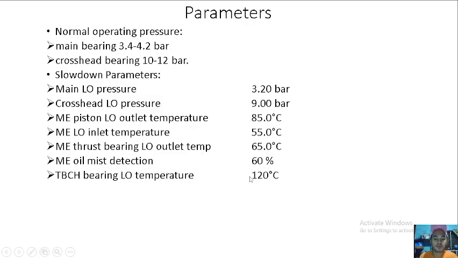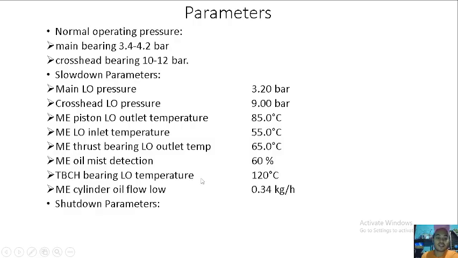Turbocharger bearing lube oil temperature, if it reaches 120 degrees Celsius, there will be slowdown. Main engine cylinder oil flow low. If the cylinder oil flow goes down to 0.34 kilograms per hour, it will trigger slowdown for the engine.